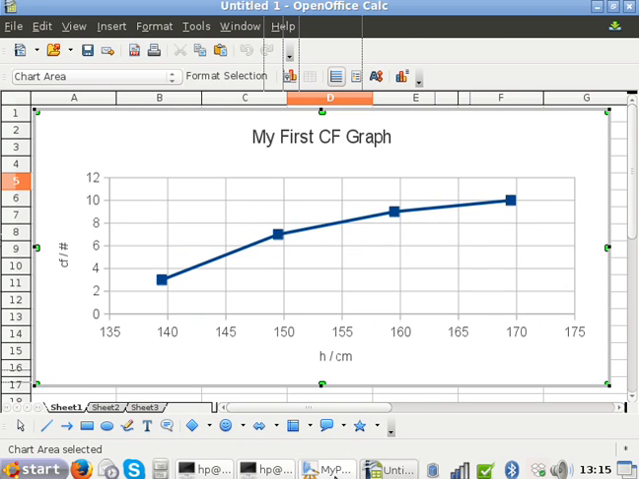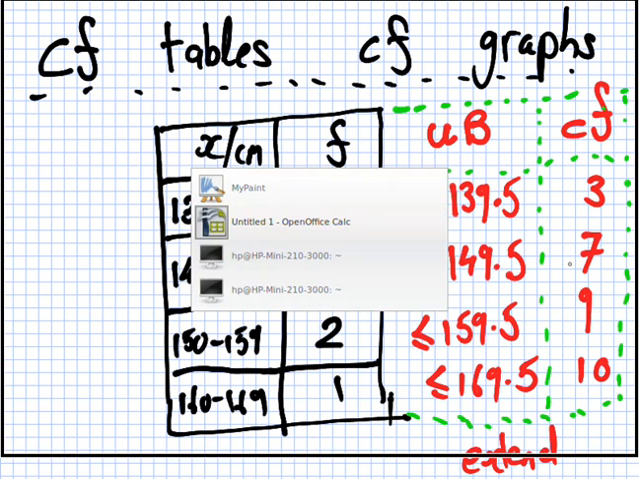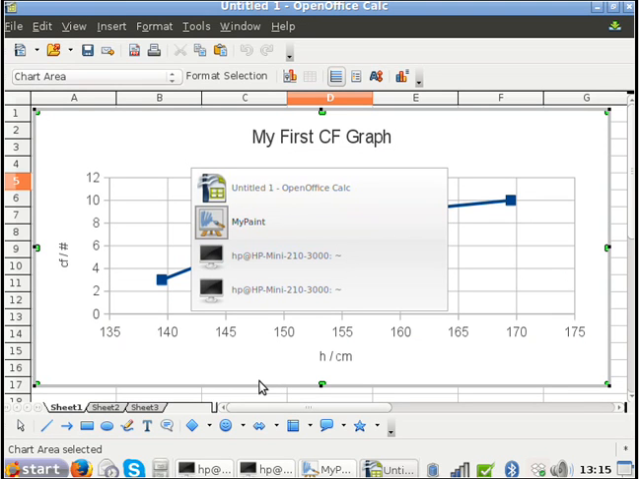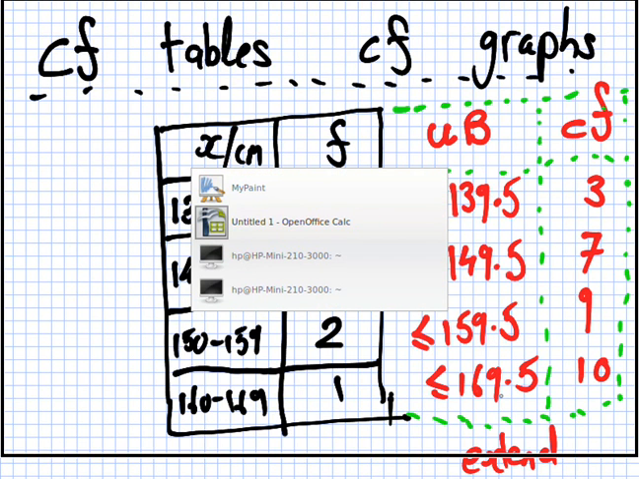So for example, if I go back to my table here, 139.5, there are 3 people less than this height. 149.5, there are 7 people less than this height. So if I look here, 139, that's around about here at 140, and you can see that it is 3. So what you can do now is you could say, okay, how many people are less than, say, 165 centimeters in height? You can't do that here. Why not? Well, because you don't have 165 here. I could tell you how many are less than 159 or 169, but not 165.